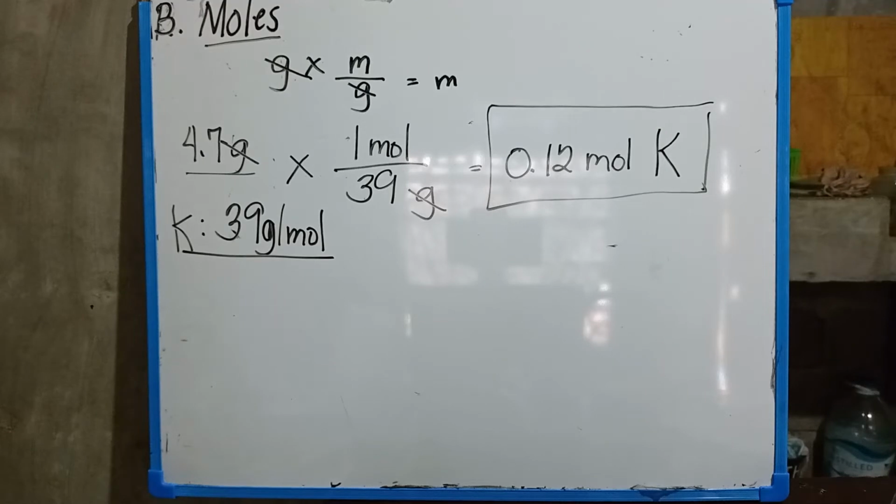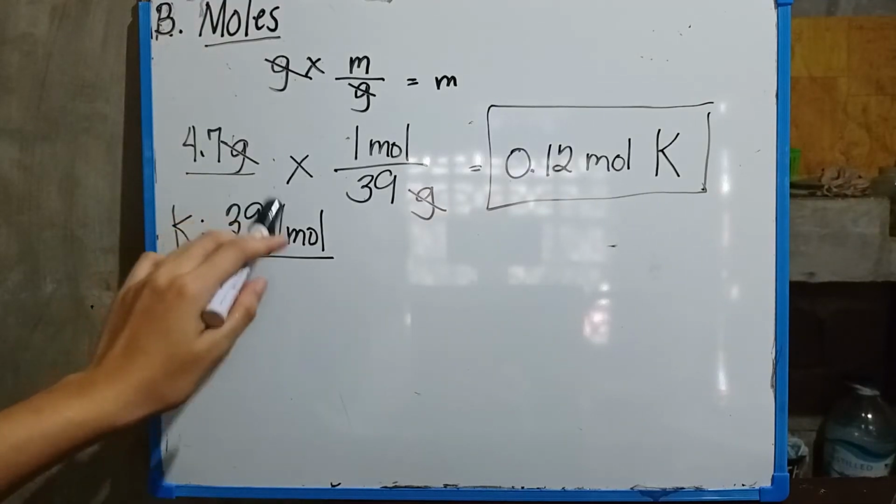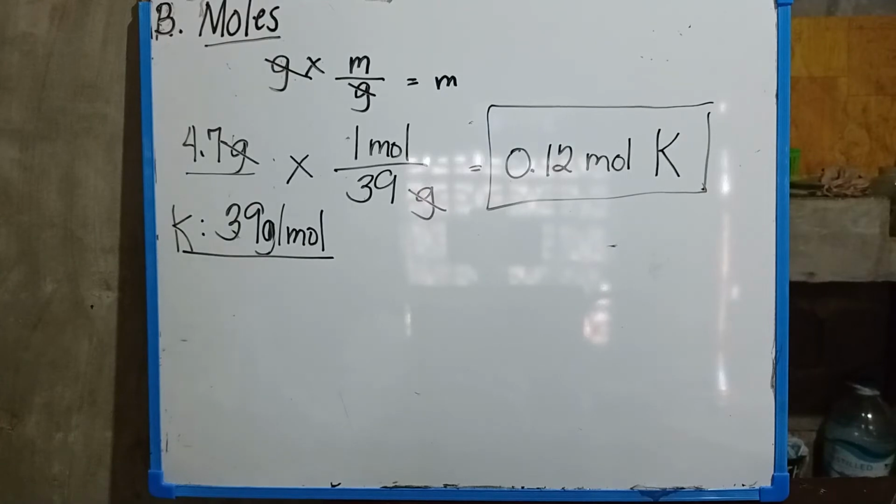So, always remember that grams go together with the atomic mass of a compound or an element. And the mole is always 1. It's either we're going to get the mass or we're going to get the mole of a compound.